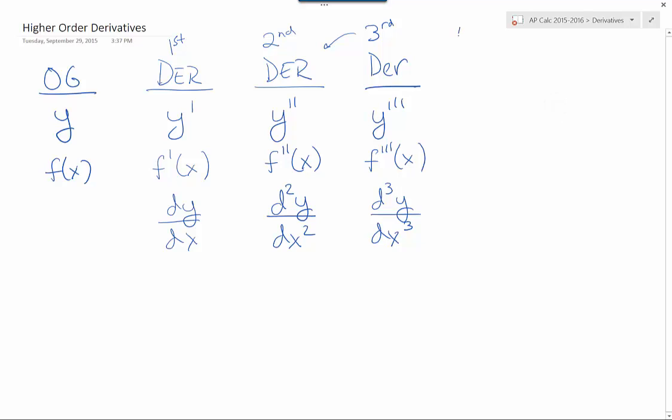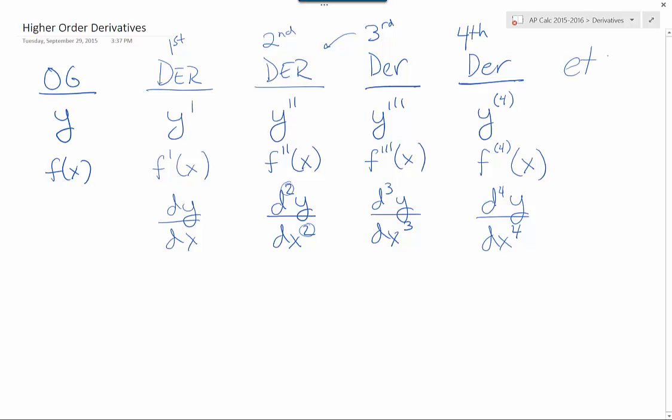Then when you get to the fourth derivative and beyond, the notation switches. For the fourth and everything after, we write y with parentheses around the number 4, or f with the number 4 in parentheses of x. This one is always the same. Notice that the first exponent comes in between the d and the y, and the second one comes after the x. We just have to memorize this notation and be able to recognize it. I'm just going to write etc., because afterwards we're just writing out the number.